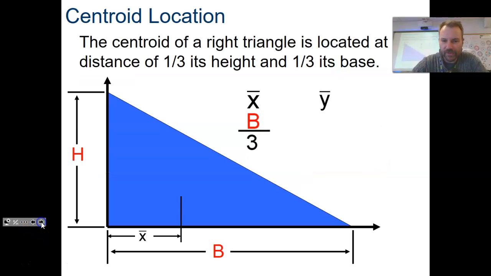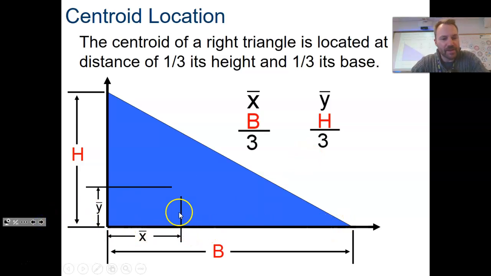It's 1/3. You take whatever the base is, divide by 3, and that's the x value. And you take whatever the height is, divide that by 3, and that's the y value of the centroid. You could literally put your finger on that centroid and spin that triangle, and everything would be balanced. It would spin perfectly if you were to use that centroid, the center of mass.